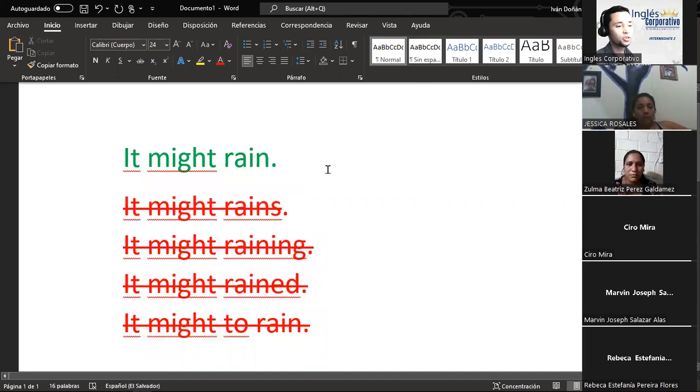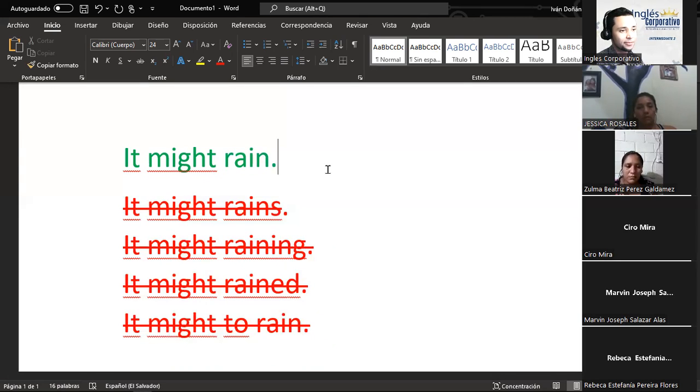All right, so that was rule number one. What is the other rule? Let's see if you remember. What is the second rule? Dijimos que solamente puede ir un verbo en forma base después del modal auxiliary. Esa es una de las reglas que mencionamos ayer. ¿Cuál es la otra? A ver si se acuerdan.